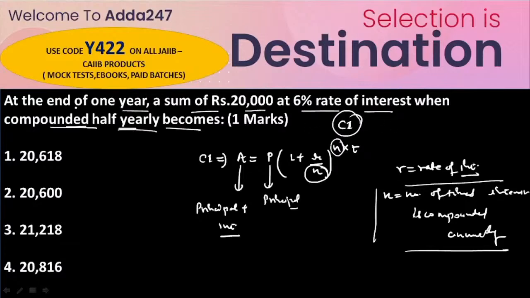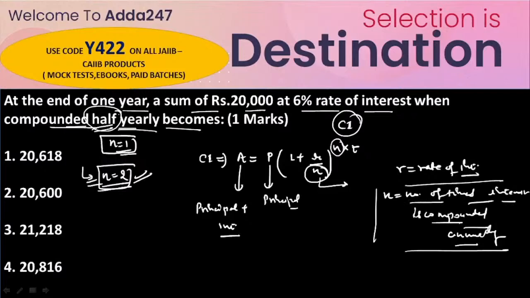Suppose in this question it is compounded yearly, or say compounded annually, that means we should write N is equal to 1. But here it is written compounded half yearly. That means in 1 year the interest is compounding 2 times, so N should be equal to 2, because this N represents the number of times interest is compounded annually.